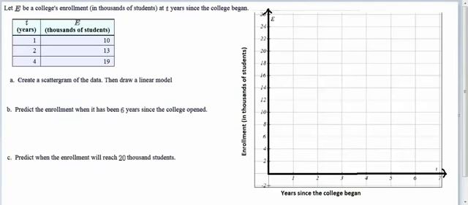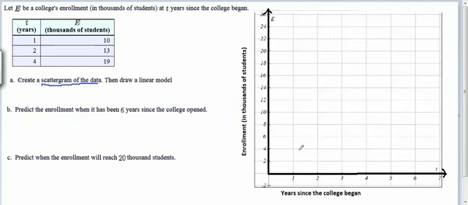Welcome to the example. In this question, we're given a data table with two variables. T is telling us the year since a college began, and E is telling us the number of students in thousands who are enrolled in that college. The first thing we need to do here is to create a scattergram.